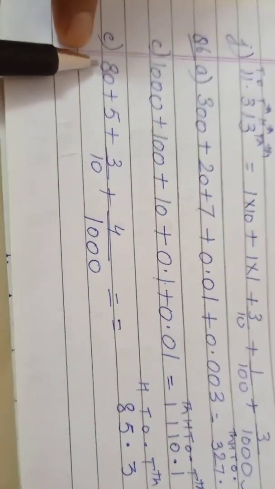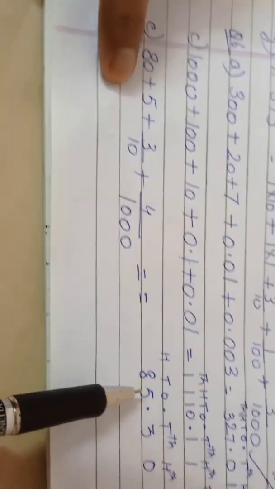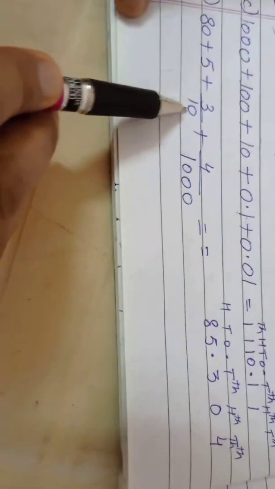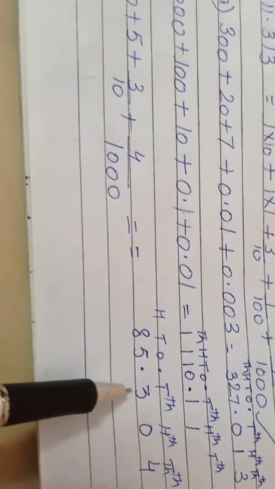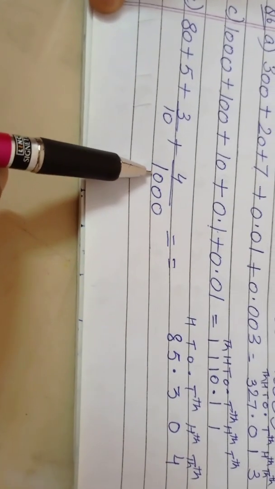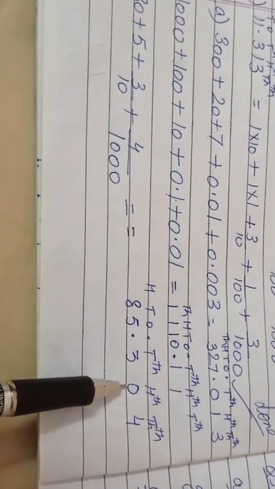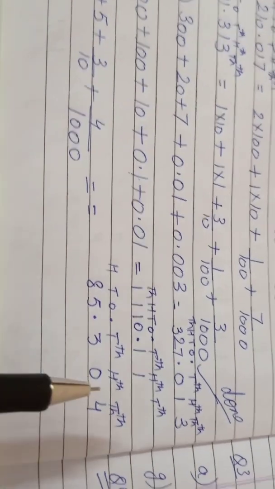Next, this 8 is on 10th place, so I wrote it under the 10th place. 5 is under 1's place. This is decimal form 3/10th, so will be written under 10th place. This 4 is under 1000th place, so 4 will be written under 1000. So this place is left vacant, we'll write here 0.